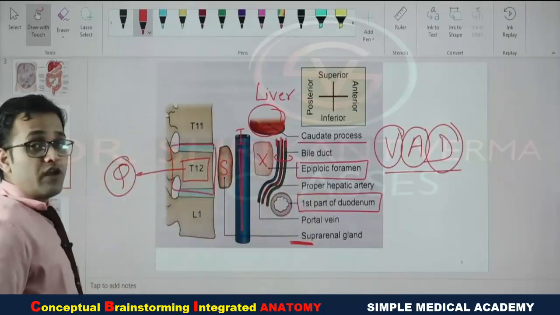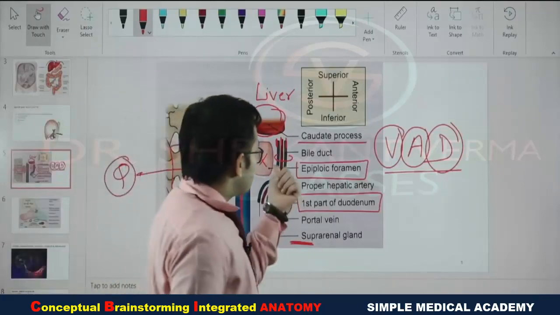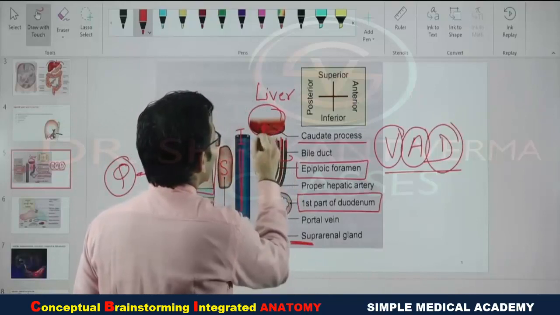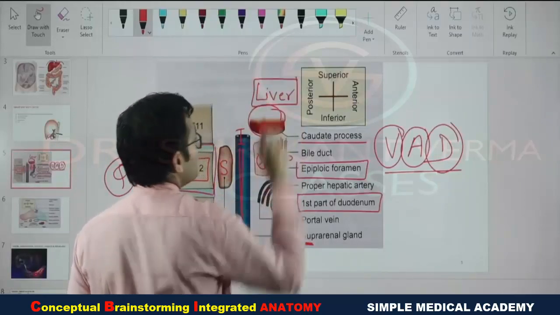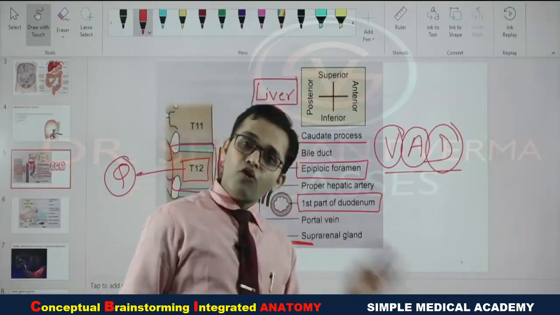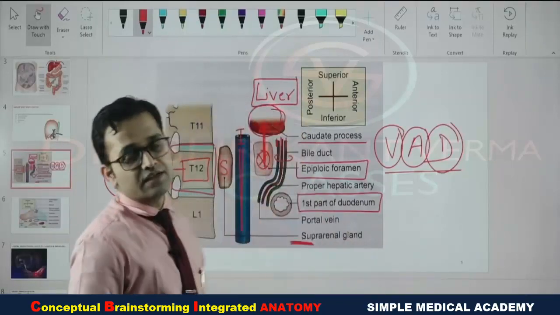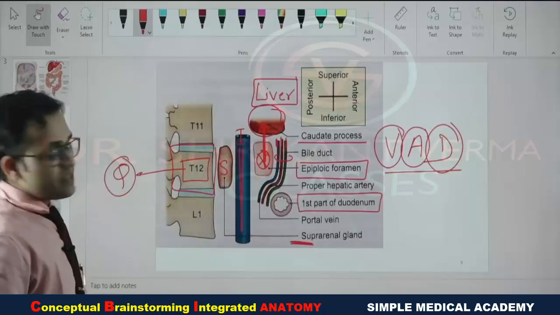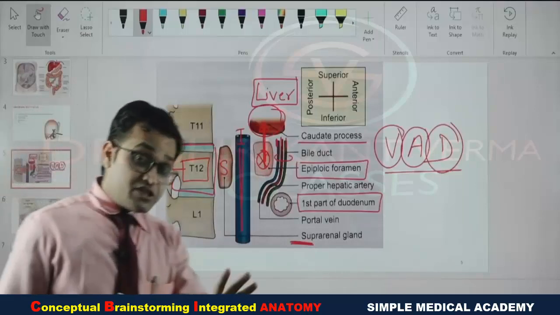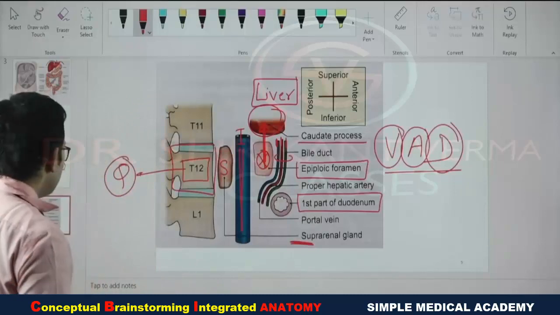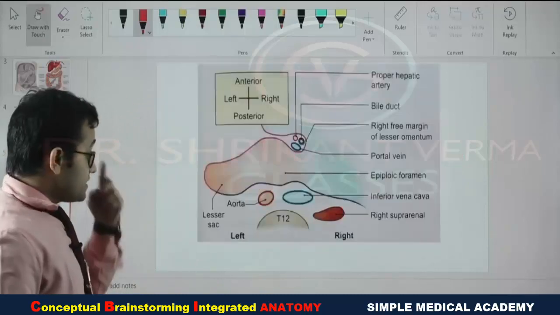This was the question in All India exam, and the question has been asked, the superior boundary of the epiploic foramen is formed by which structure? Liver, caudate lobe, caudate process. Yes, caudate process of the caudate lobe of the liver. We will see detail in the liver part. But this is the image from your anatomy. I will teach you this part again with the clinical correlation. But can you see this image? Yes, see this image.